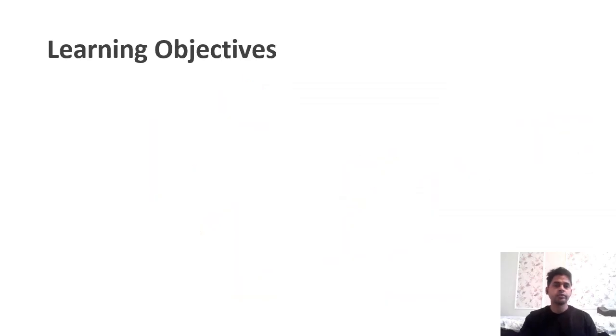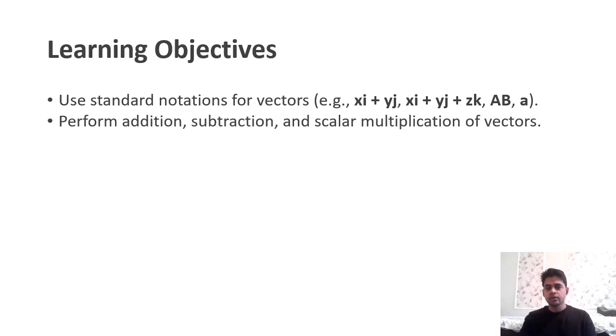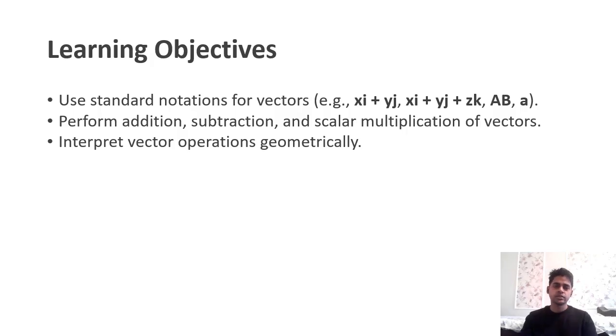By the end of this chapter, you will understand how to write vectors in a standard way, and then how to do algebraic operations like addition, subtraction and others on vectors. And at the end of the chapter you will understand how to interpret vector operations geometrically.